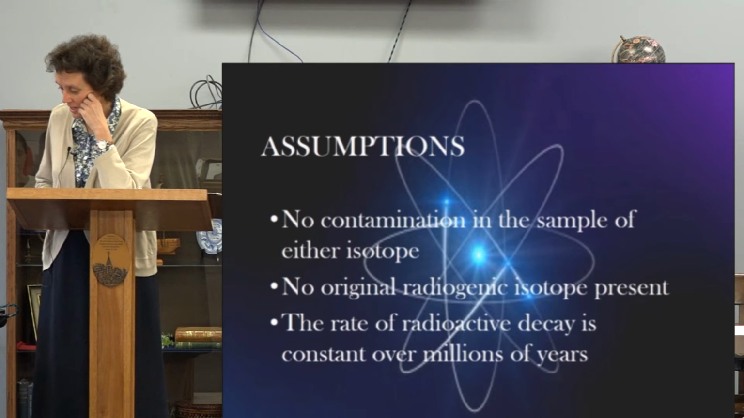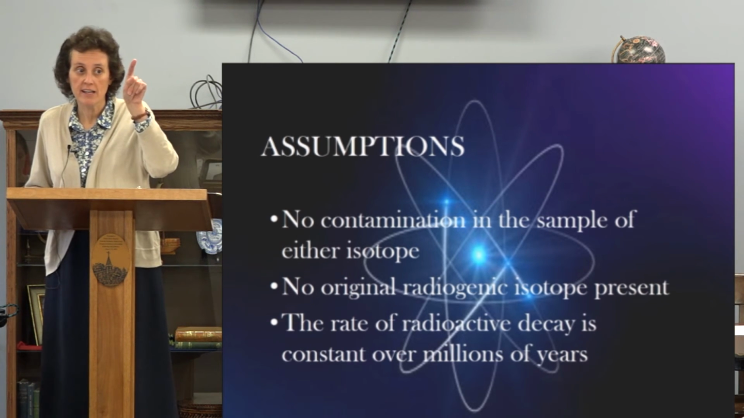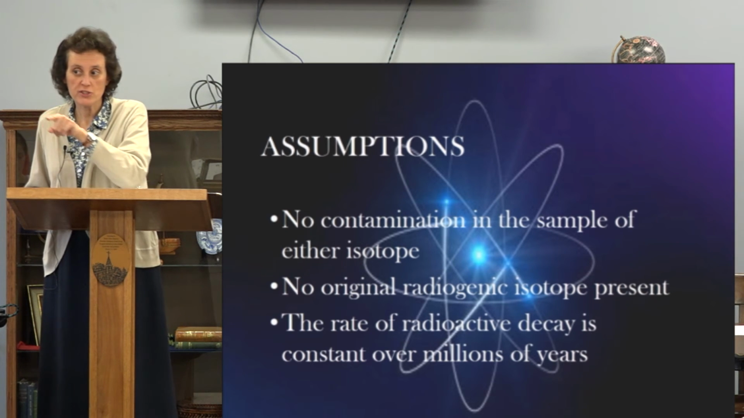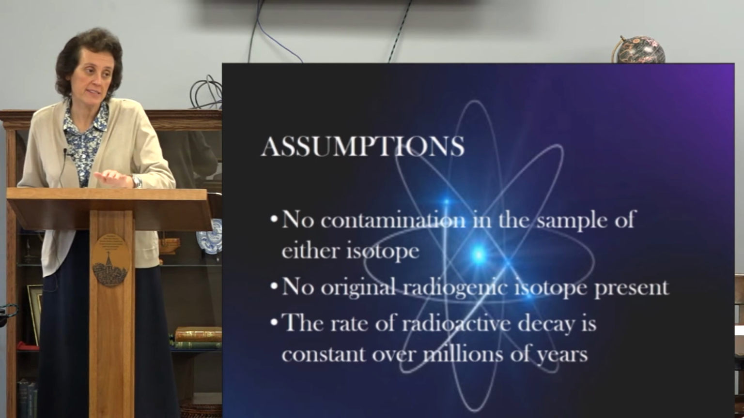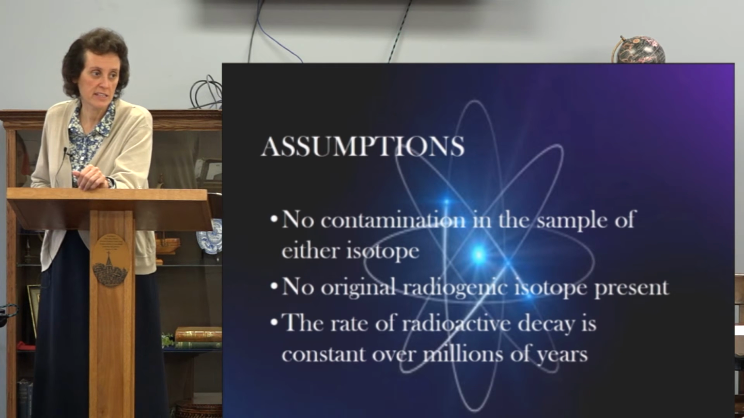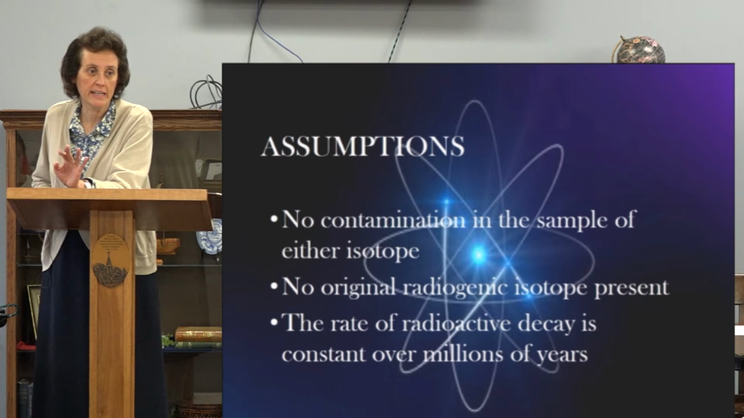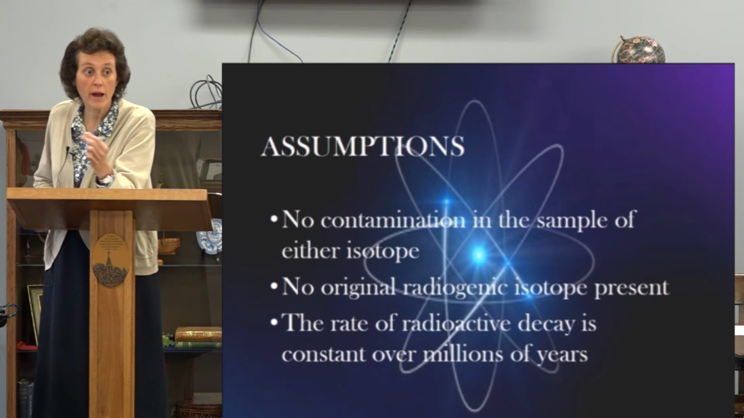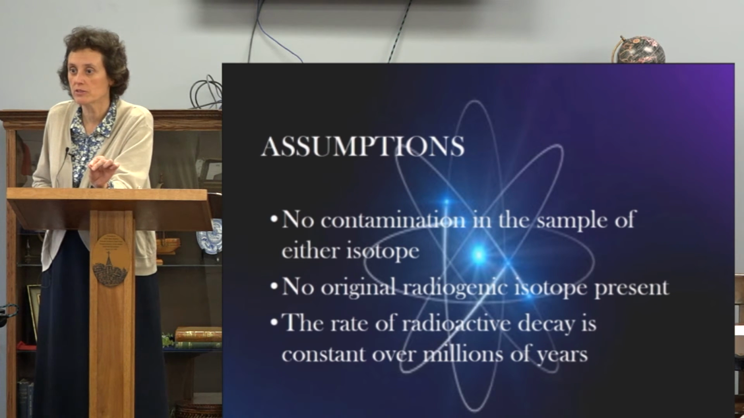Next assumption is that the decay has been constant. The rate of decay. Now it's an exponential curve. Has that exponential curve that makes the half-life up remained constant over millions and even a couple billions of years? Three assumptions of radiometric dating. First is that we don't have any contamination, no extra parent or extra daughter isotope that is not involved in the decay process. Is that possible? Well, sure it is.